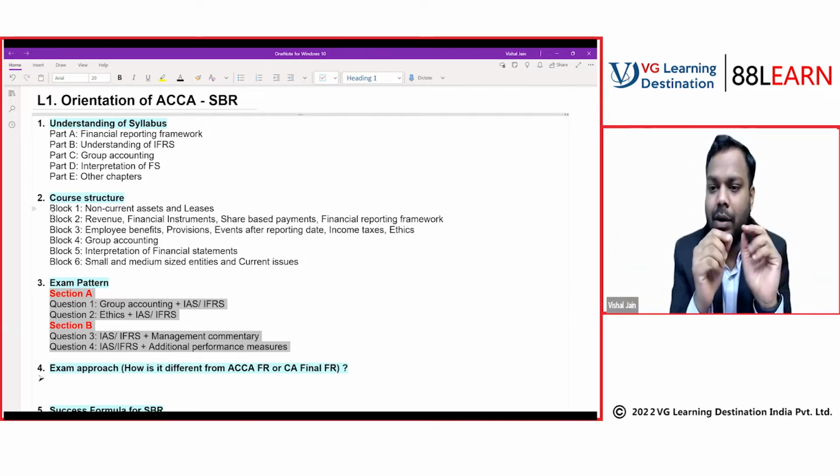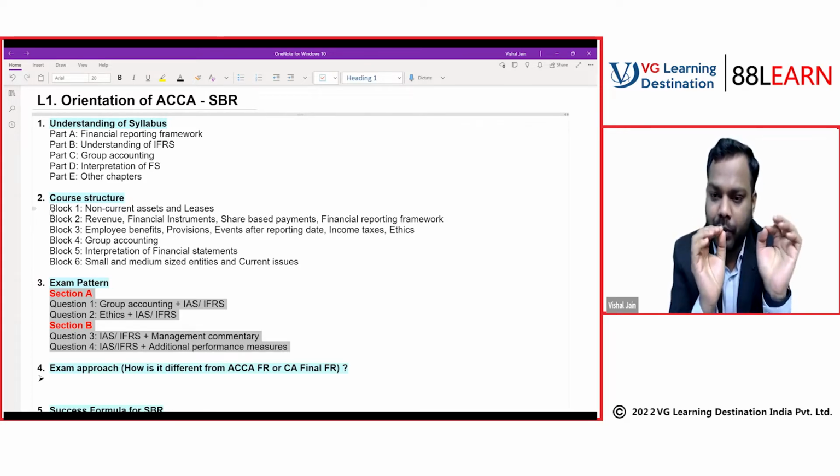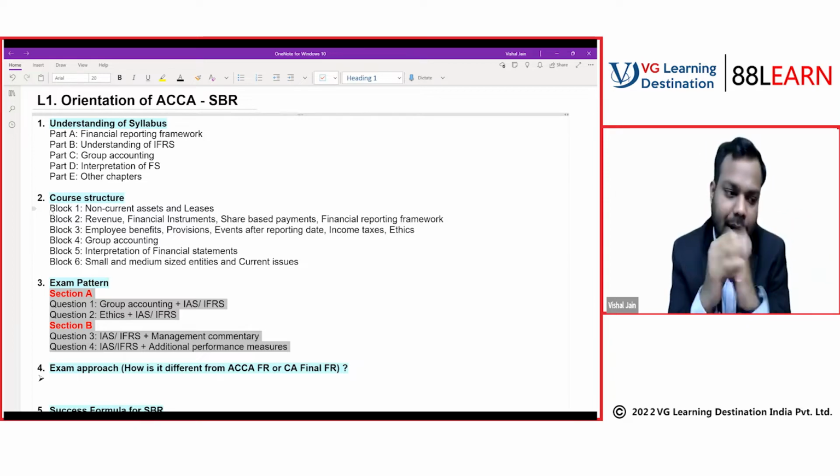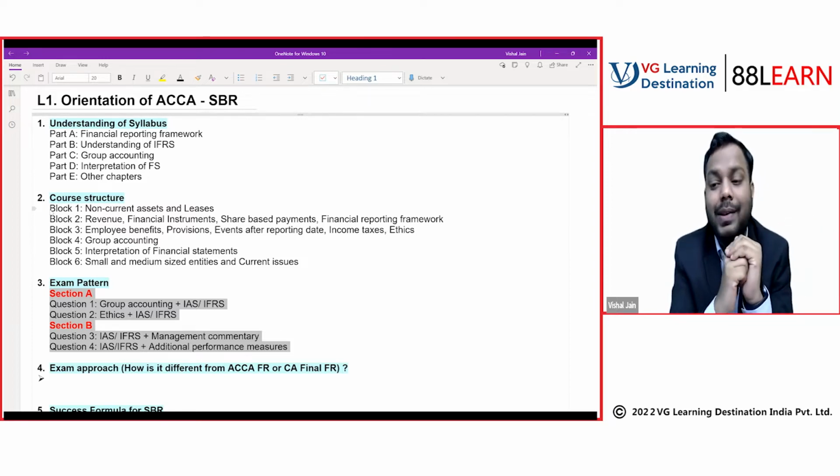Each section will have two questions. Now, question one will be from section A. Question number one will be group accounting. But now, as I was telling, the group accounting is not the same as what you studied in CA final financial reporting or ACCA skill level.